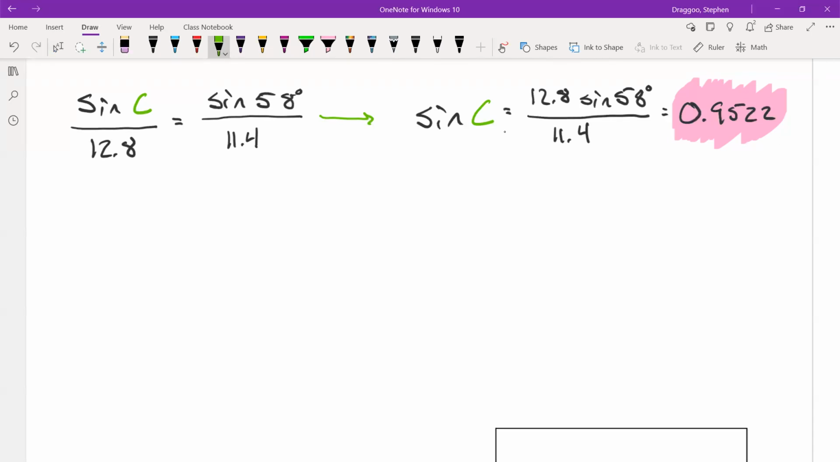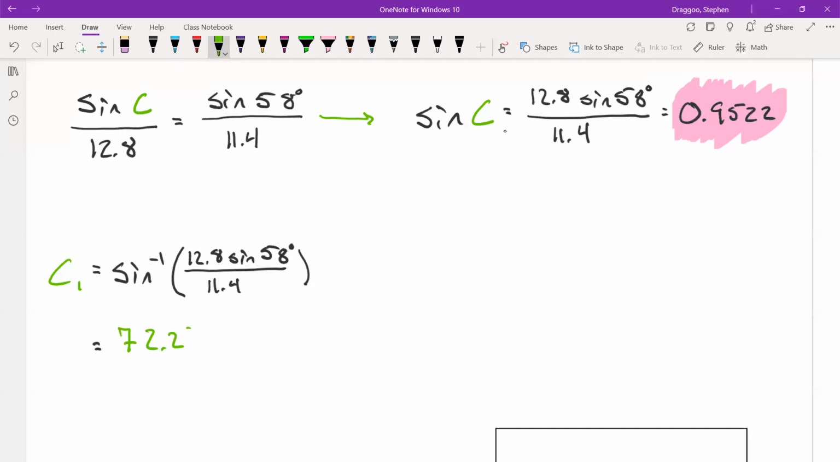Okay, so remember that sine inverse is really only capable of working in the first quadrant for us. So when I get the first possible angle for C, which I will call C1, it is equal to the sine inverse of that 0.9522 number. So 12.8 sine of 58 degrees divided by 11.4. It'll give me a number, and that number is 72.2 degrees.